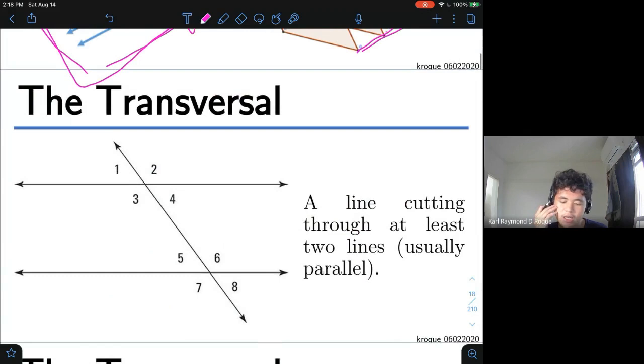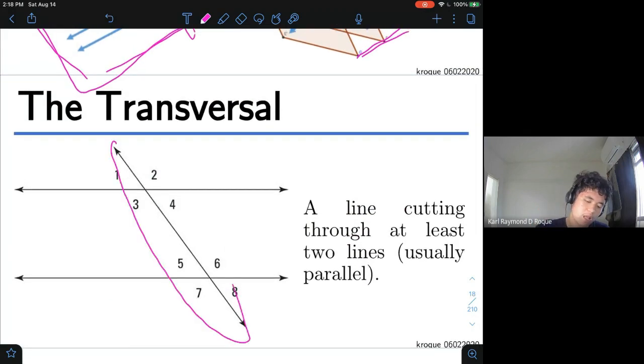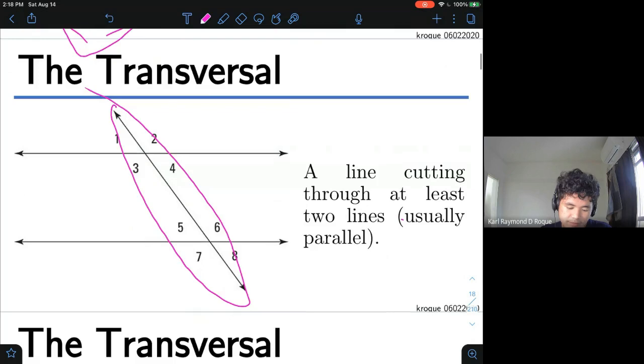Next, transversal. Ito yon. The line cutting through at least two lines, usually parallel. No? Dapat parallel. Hindi pala, sorry. Hindi necessarily parallel lines, pero the usual case is parallel yung dalawang lines.